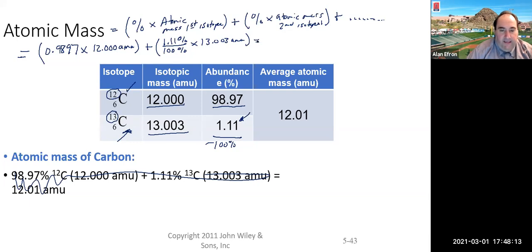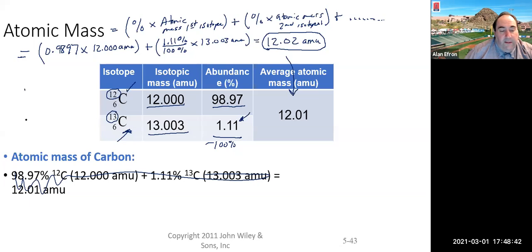And if we do all that and punch in the right numbers, let's see here, 12 plus 0.0111 times 13.003, we end up with something like 12.02 AMU. It's slightly off. They did some rounding, I'm sure, but pretty darn close to what we see on the periodic table.